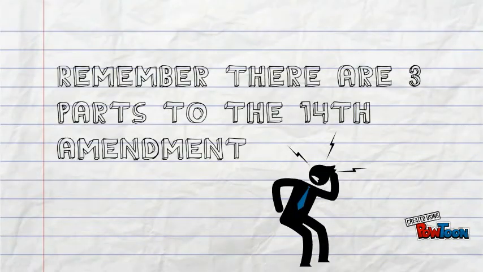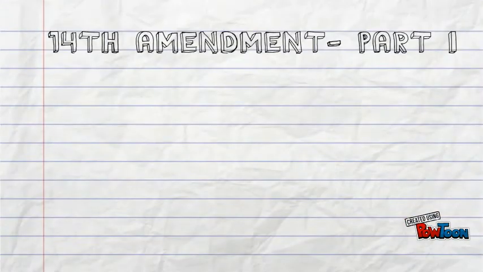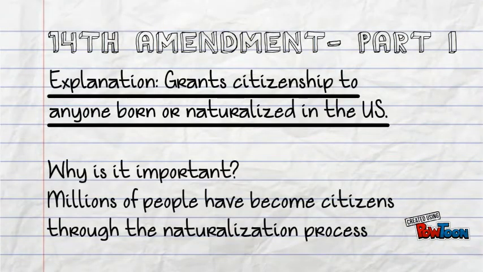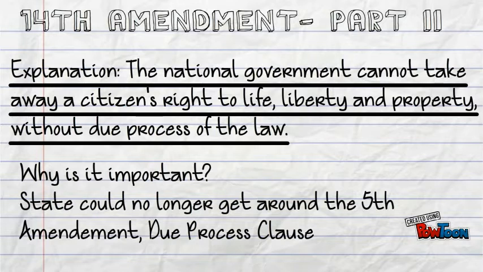The 14th Amendment, remember, has 3 parts. The first one is citizenship. Citizenship grants anyone born in the U.S. or naturalized in the U.S. as a citizen. This is important because millions of people have become citizens through the naturalization process. Remember that from our first unit.